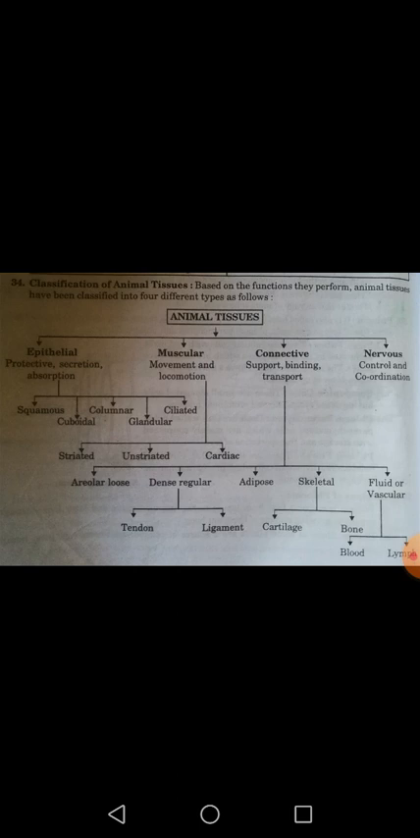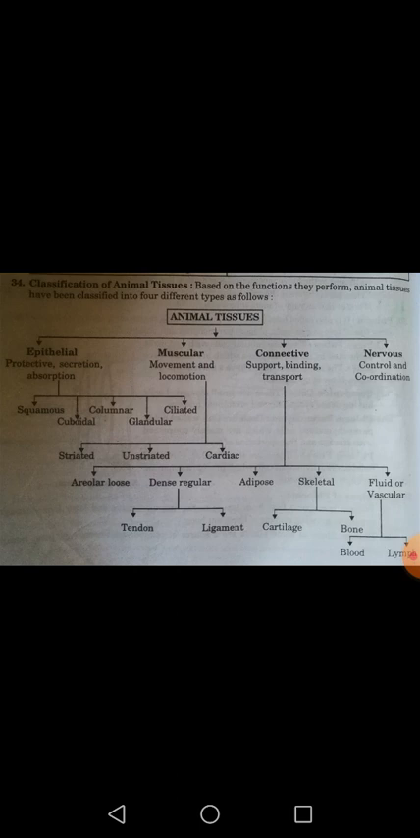Similarly, the third function is absorption. Absorption means absorption of various things, like in your alimentary canal, the food is going to be absorbed. This takes place with the help of the epithelial tissue. Now the second kind of tissue is called muscular tissue, and the muscular tissue helps in locomotion or movement. It helps a living organism to change its position or to move its body parts.